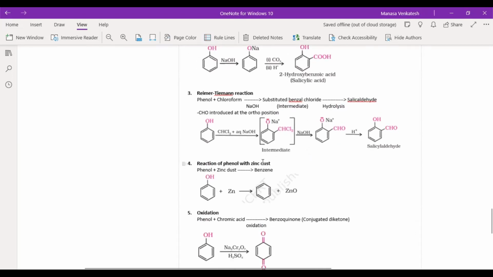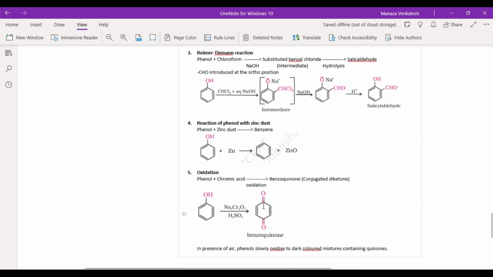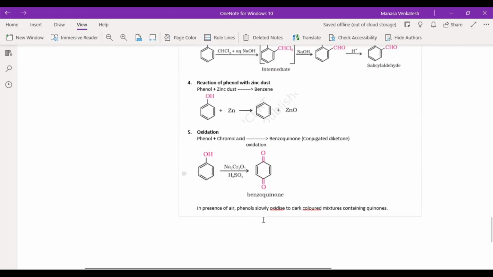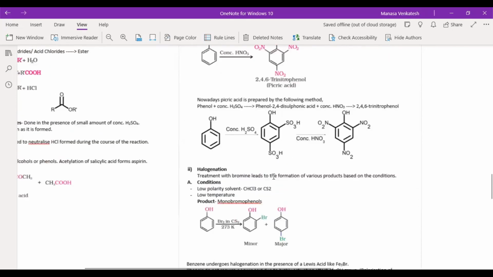Next, reaction of phenols with zinc dust. Phenol undergoes a reaction with zinc dust to give us benzene. So the OH group gets kicked out. Next, oxidation. Phenol reacts with chromic acid to give us benzoquinone, which is basically an oxidation reaction because the double bond O gets added and the hydrogen is getting kicked out. So that's pretty much it. In the presence of air, phenols undergo slow oxidation to give us dark colored compounds.